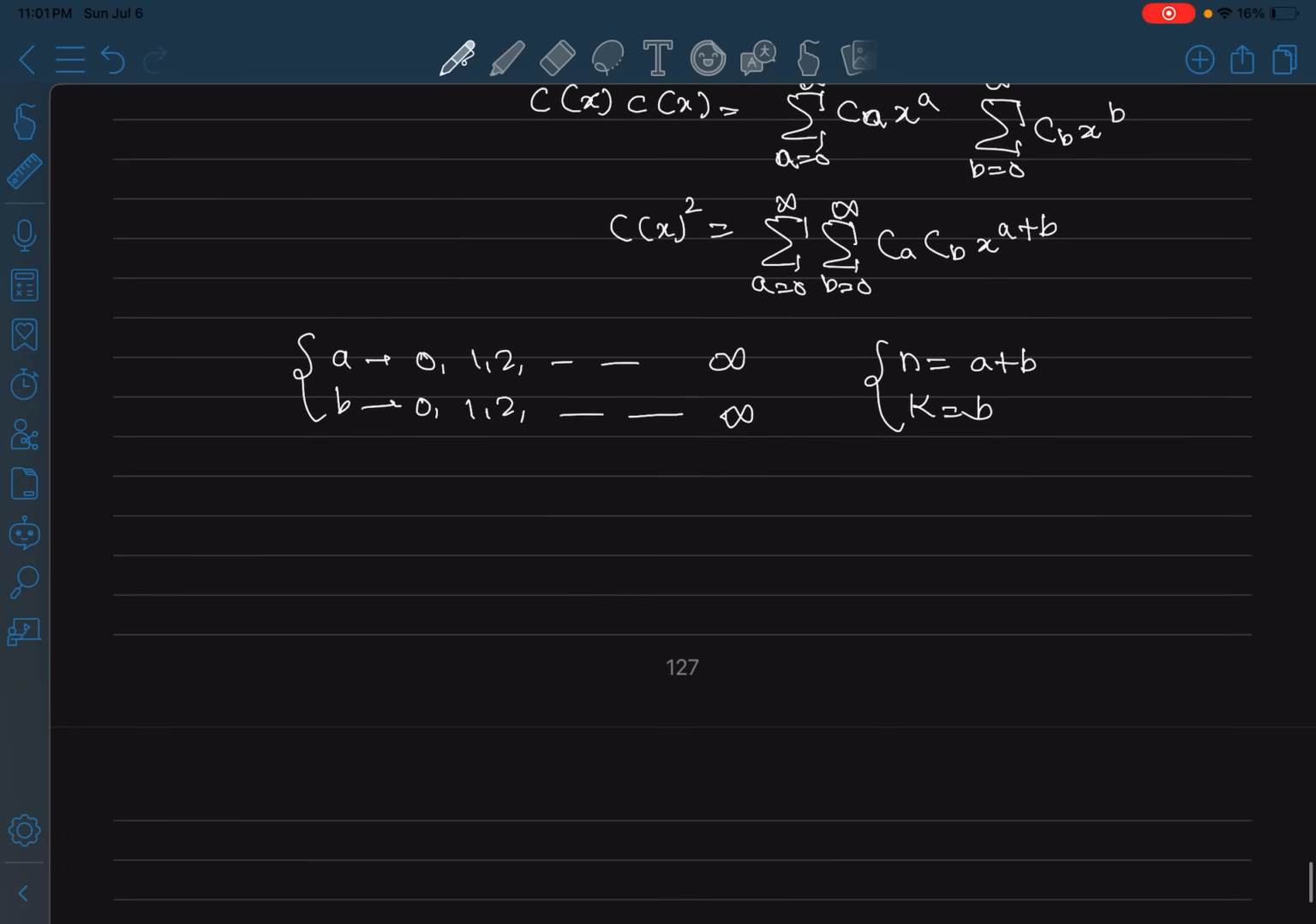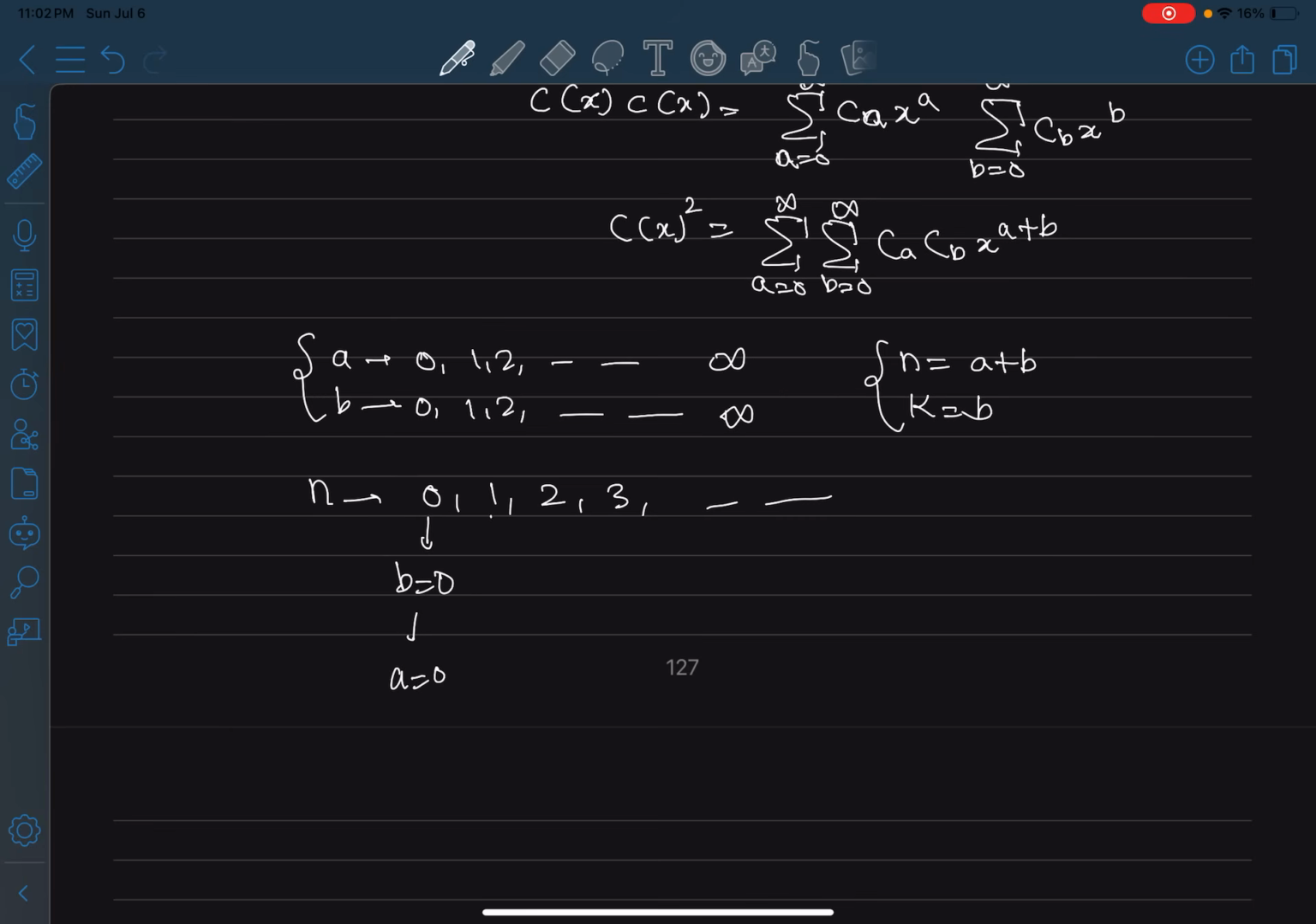So we can just let n go from 0, 1, 2, 3, and so on, right? Because n is the sum a plus b, for n equals 0, b can just be 0, because both of them are non-negative. And in that case, a will also just be 0.